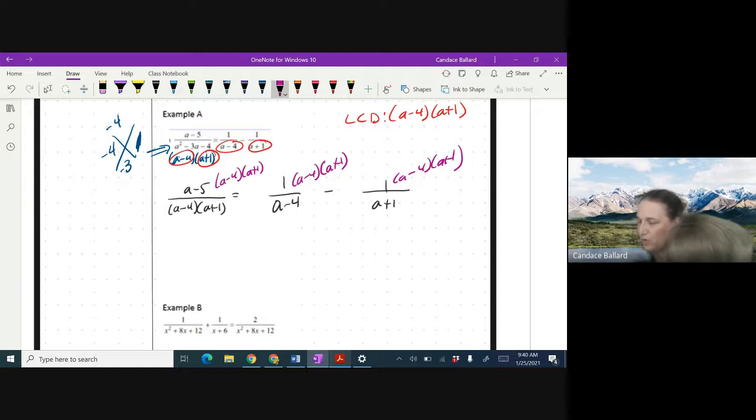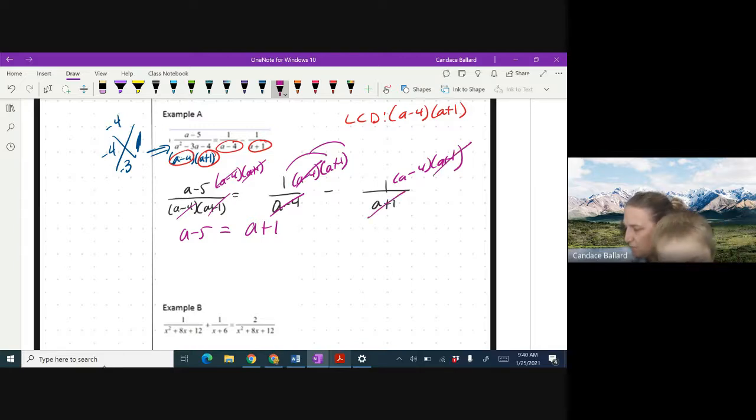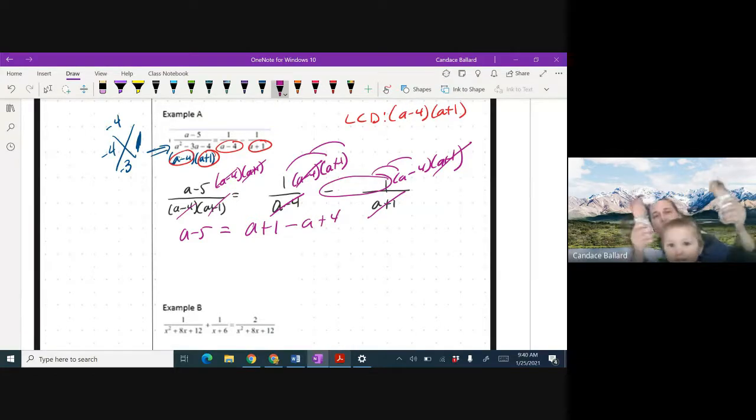Okay, so this one here, cross it out, cross it out, cross it out, right? So a minus 5 is all that's left. This one here, cross this out, distribute a positive 1, so a plus 1. And then we get to cross out the a plus 1. Make sure you distribute a negative 1, okay? So it'd be negative a plus 4, and woo, the fractions are gone, baby! Isn't that exciting? The fractions are gone.